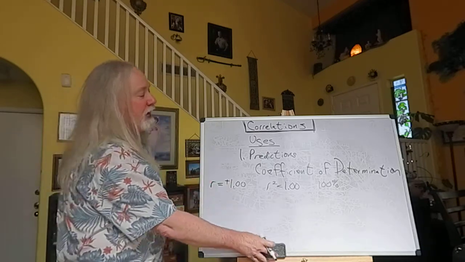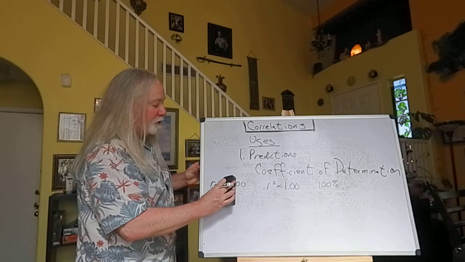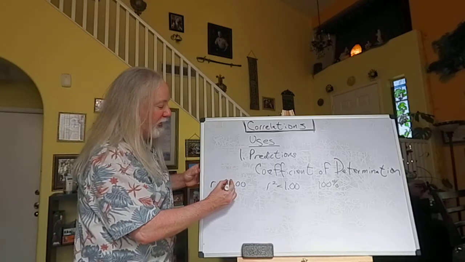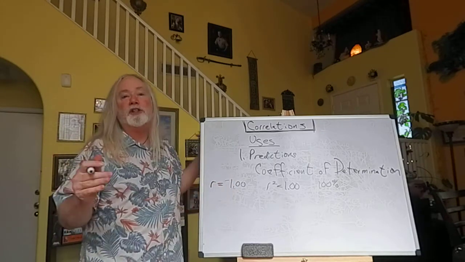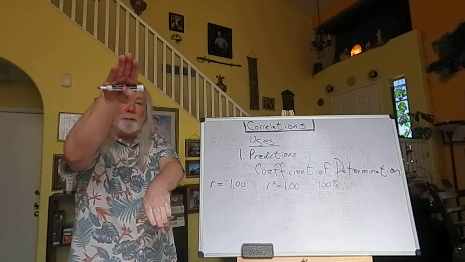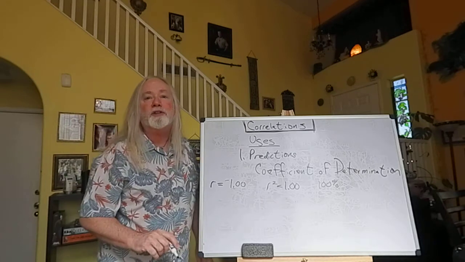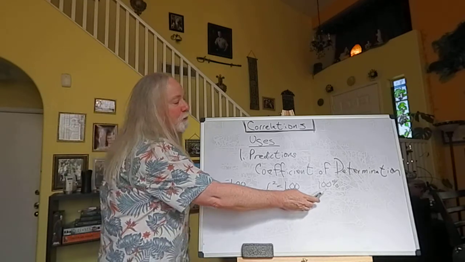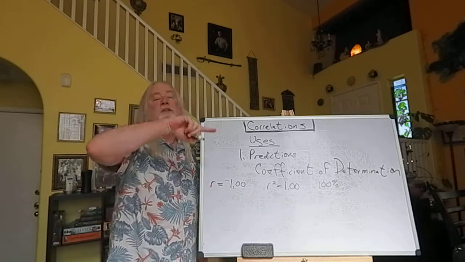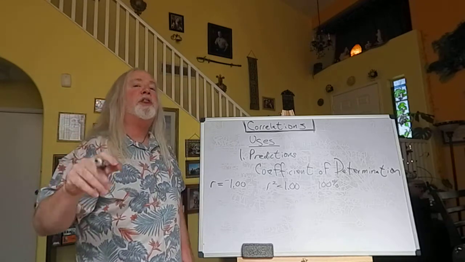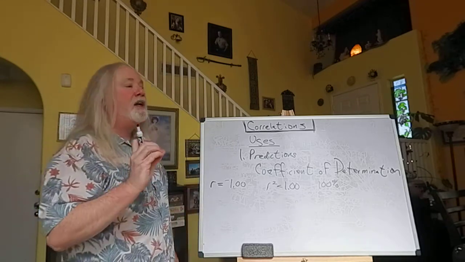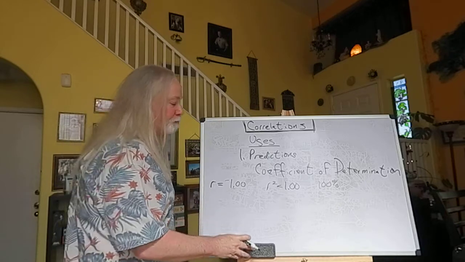We would find the same thing if we went to the opposite extreme and said our R value was a -1. That's also perfect. It just means that they move perfectly opposite to each other. So our coefficient of determination would still be a 1.00, but turning that into a percentage, I would still be able to, if I knew one, predict the other with perfect accuracy, 100% accuracy, no error.